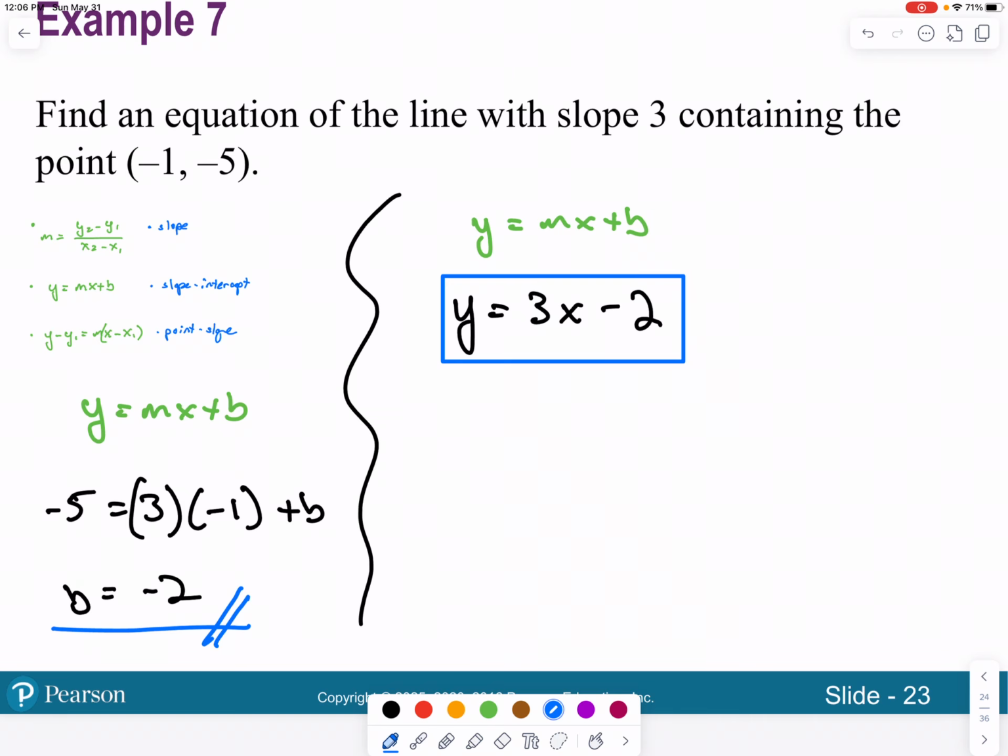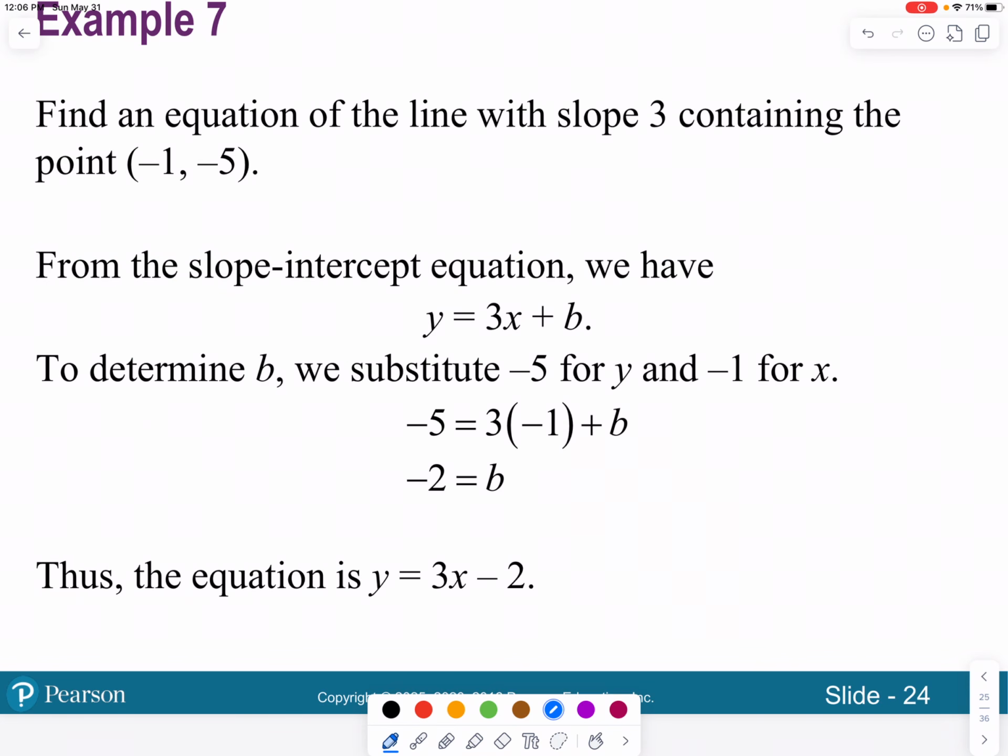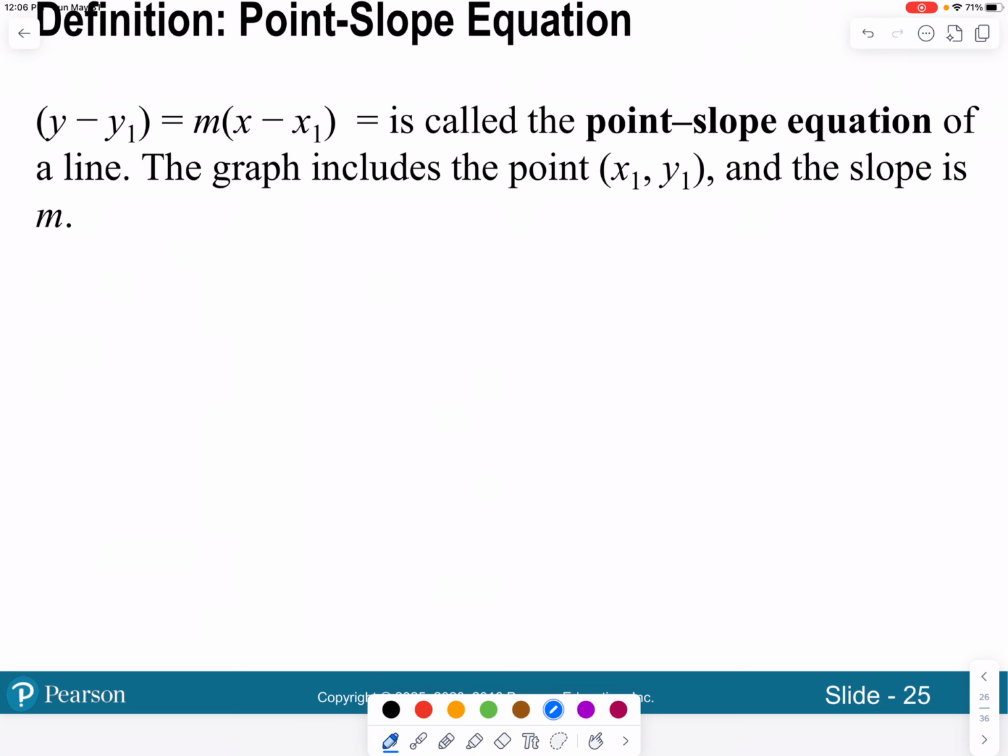Just the type version of what we experienced. Again, this is called the point slope form of the equation. We alluded to it. We didn't use it, but we tend to use this when we're given a point and a slope.